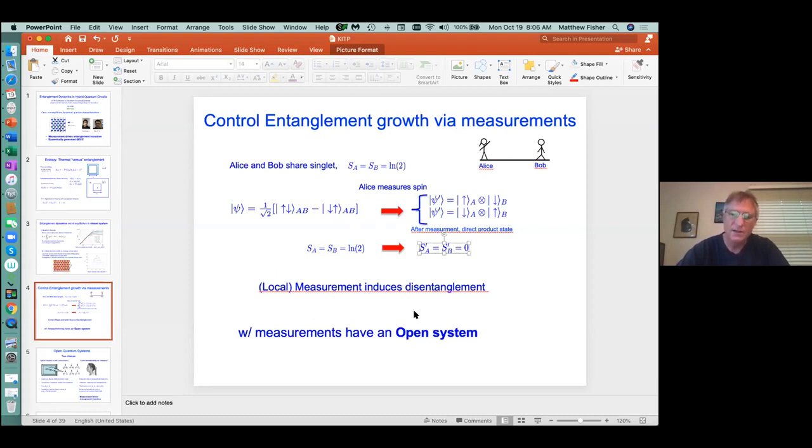So what one sees is that a local measurement induces disentanglement, and that's going to play a role throughout the talk. Now, with measurements, which is what we want to consider, we necessarily have an open system.